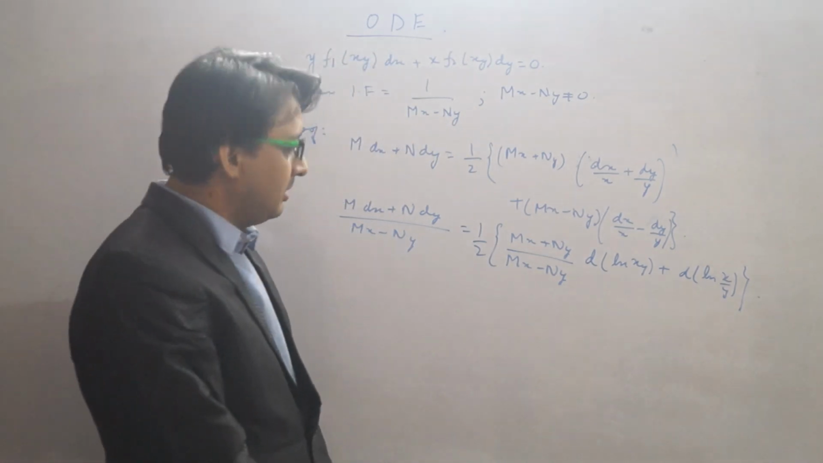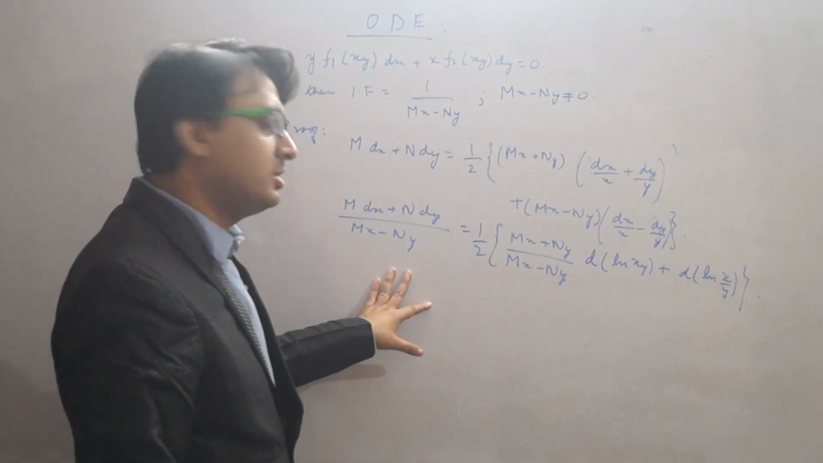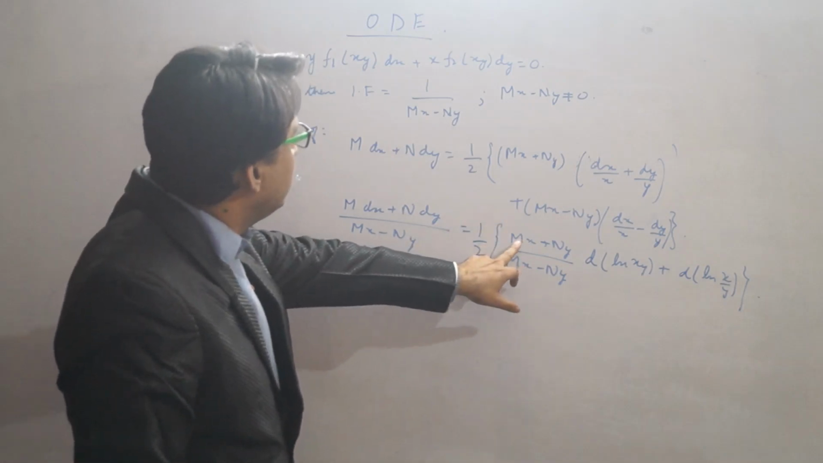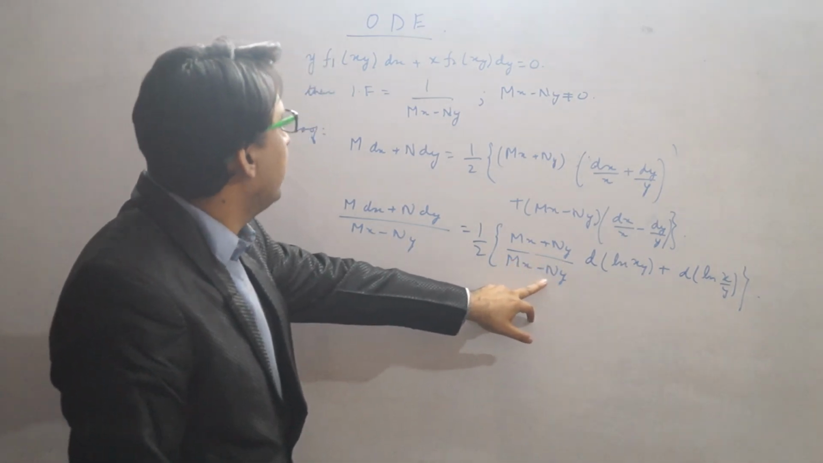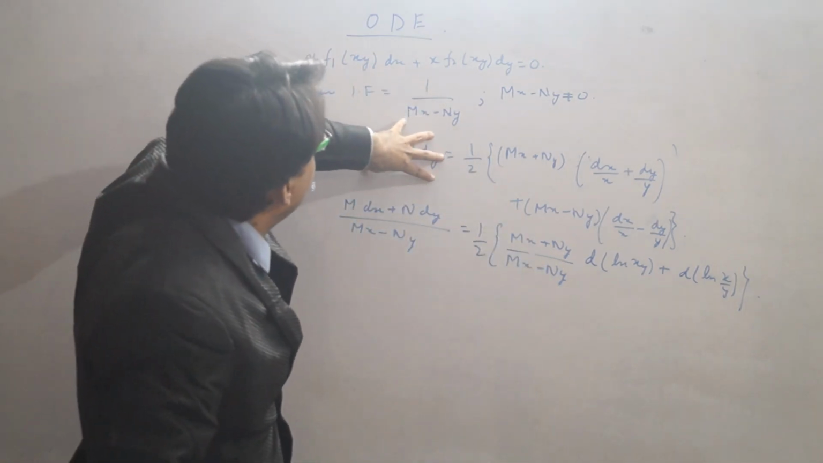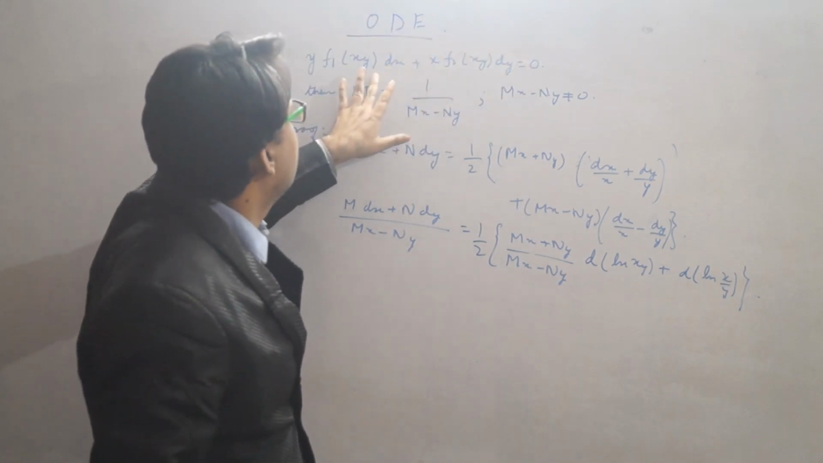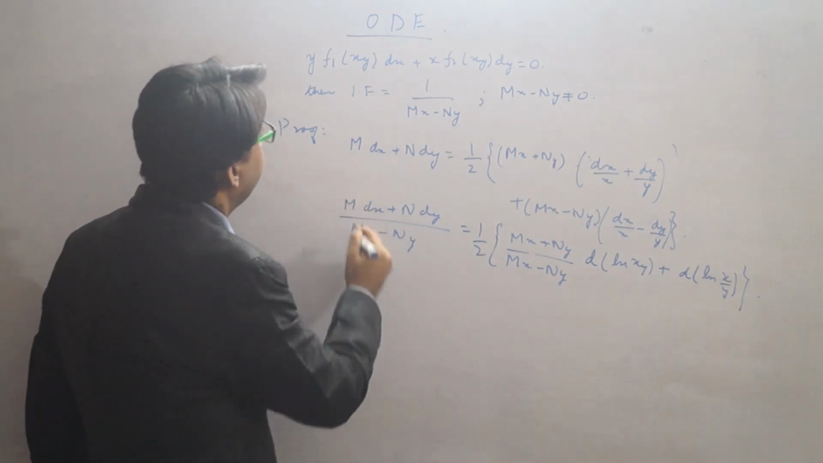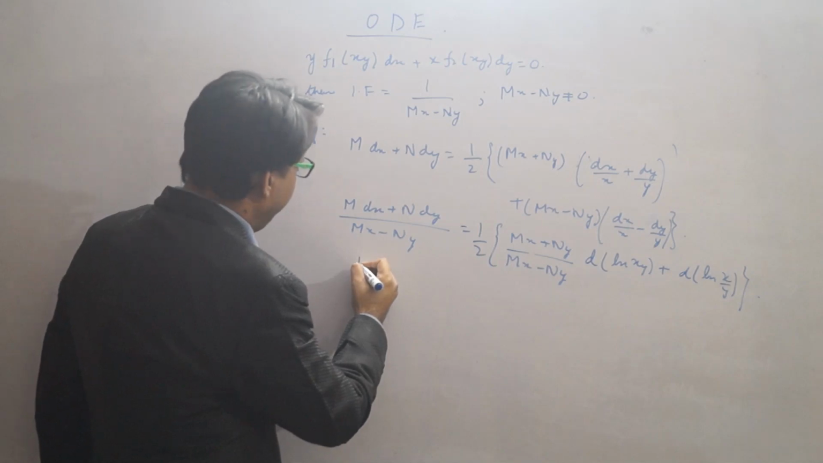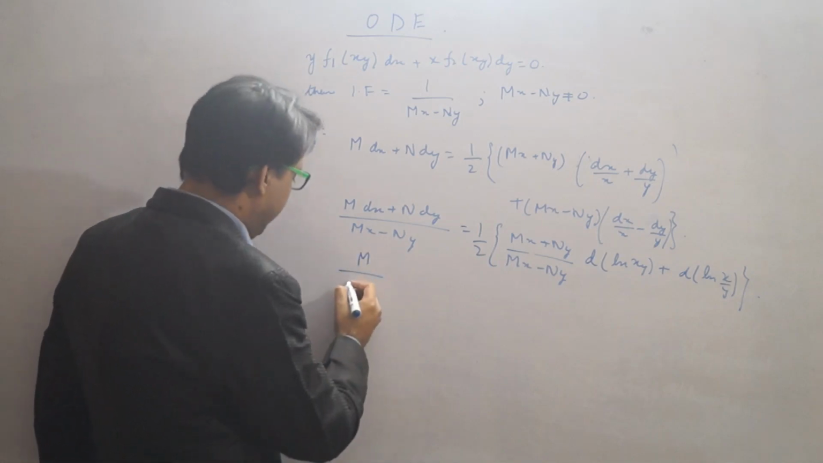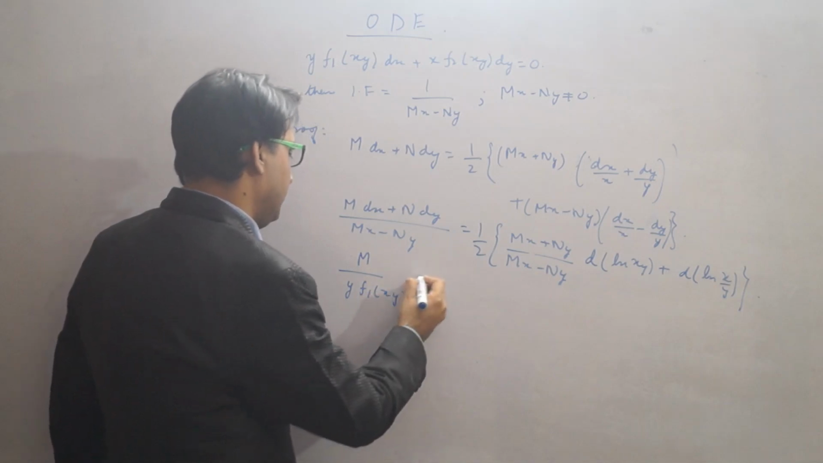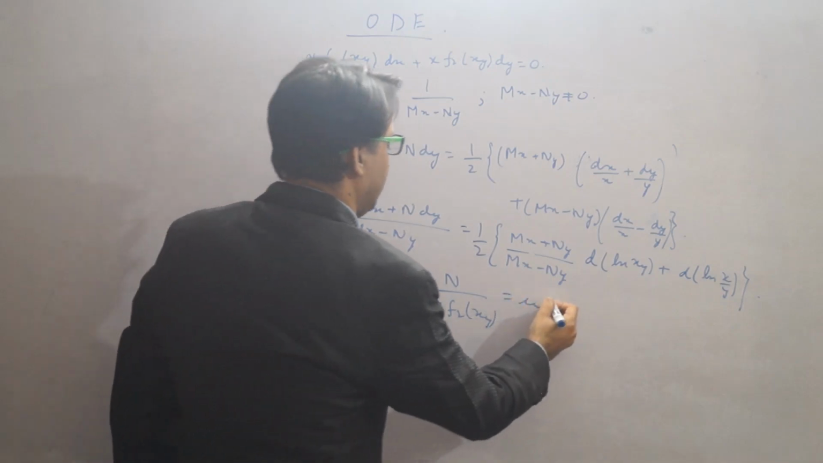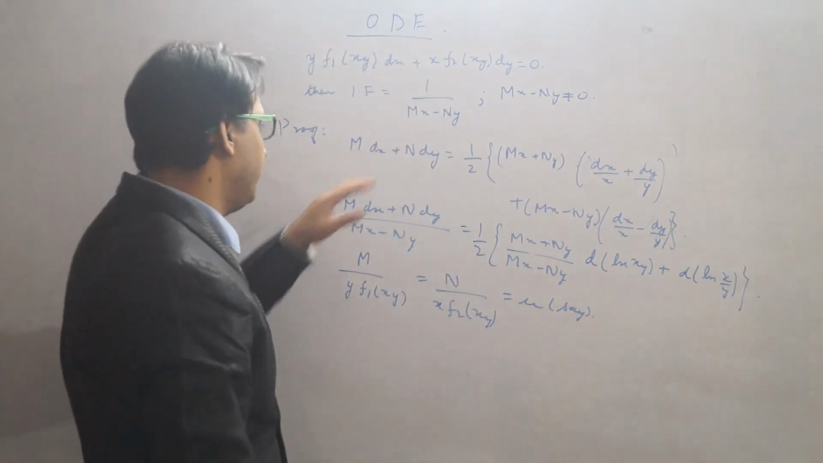So what should be our next move? This is the question that we should be asking. This is mx plus ny, mx minus ny. Now our clue is that we have to compare this equation with this equation, because both are in the same format. So if I write m by y f1 xy is equal to n x f2 xy is equal to, say, mu, because these equations are comparable.